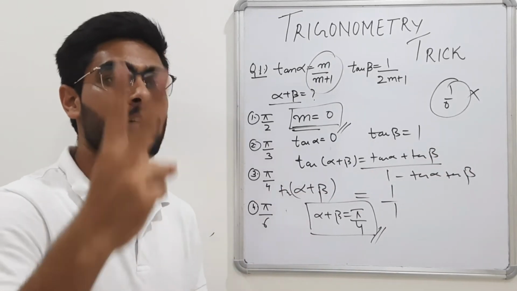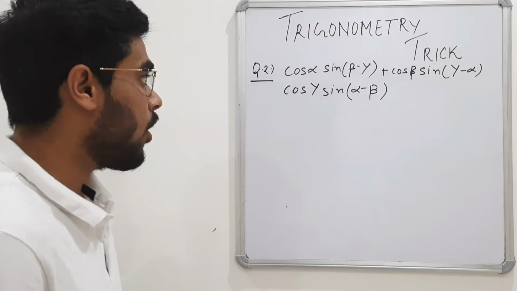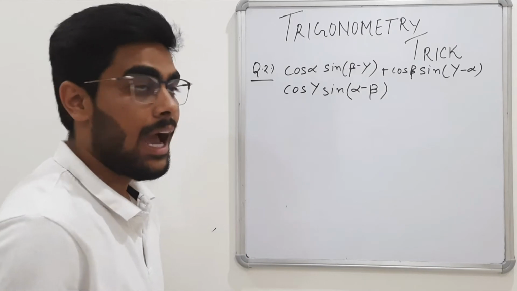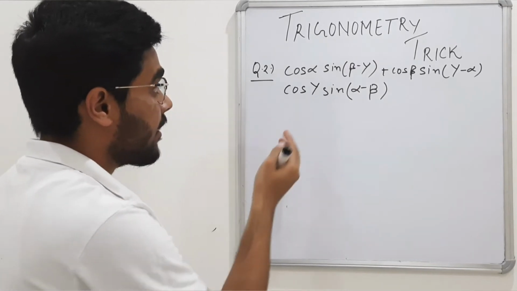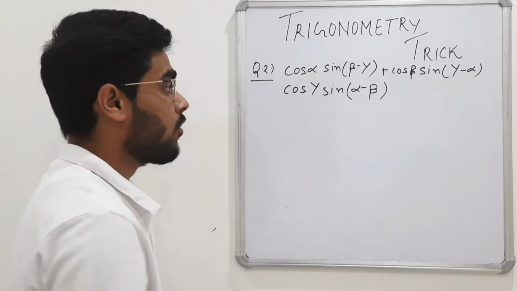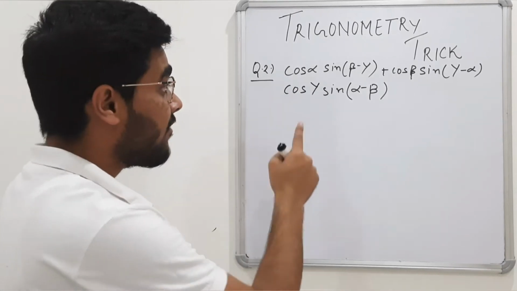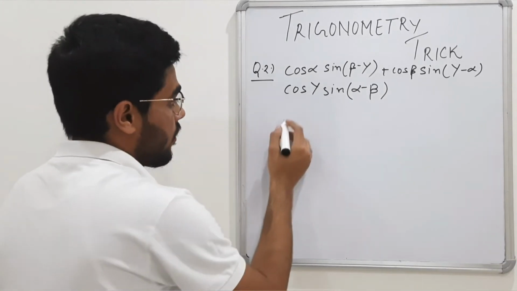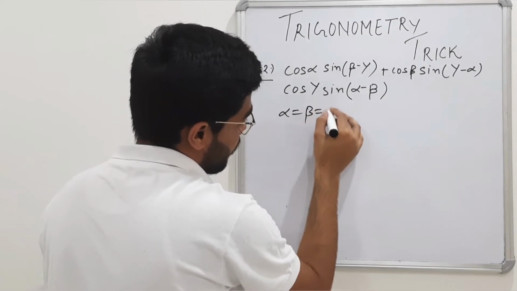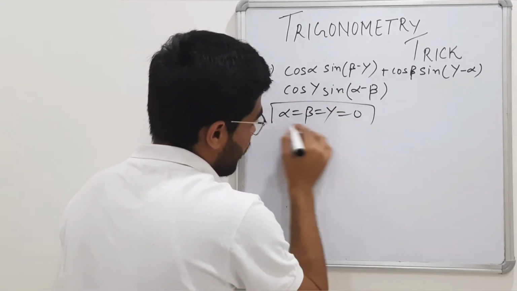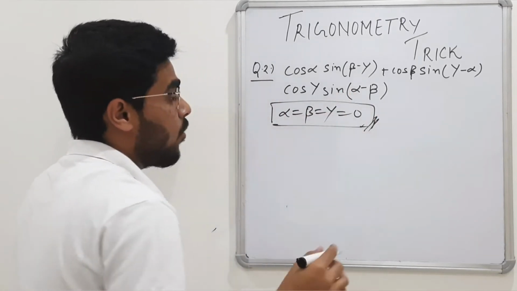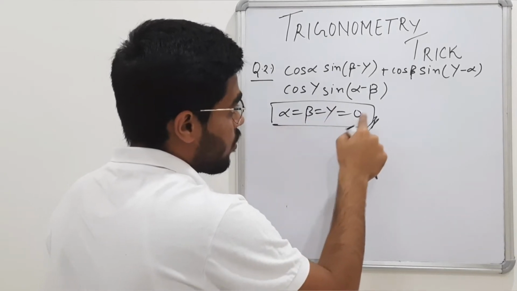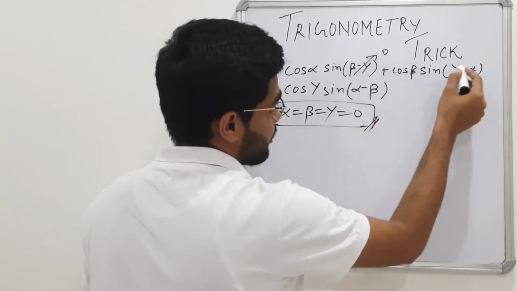So moving to the second question. Now you have to see what substitution you should make such that this question becomes simple. If you solve this by the trigonometric formulas, it will take a lot of minutes, and if you substitute a proper value for alpha, beta and gamma, it will become a very simple question. If we put alpha equals beta equals gamma equals 0, you can see it becomes a very simple question. Alpha, beta and gamma are all 0.